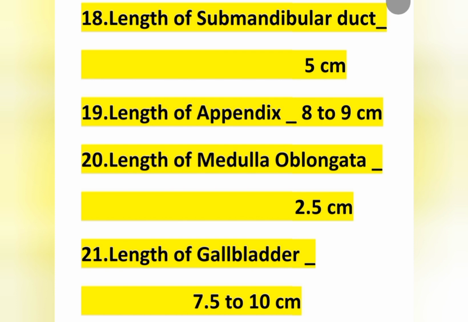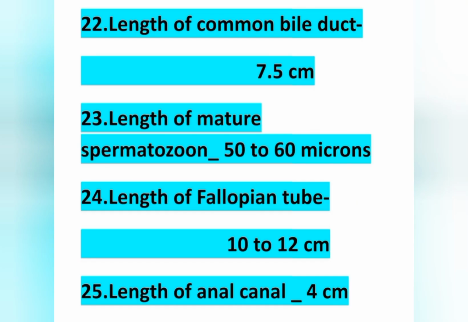And the next point, length of gallbladder is 7.5 to 10 centimeter. Length of common bile duct is 7.5 centimeter. The length of mature spermatozoon is 50 to 60 microns. The length of fallopian tube is 10 to 12 centimeter. And the length of anal canal is 4 centimeter. These are all some anatomical values.